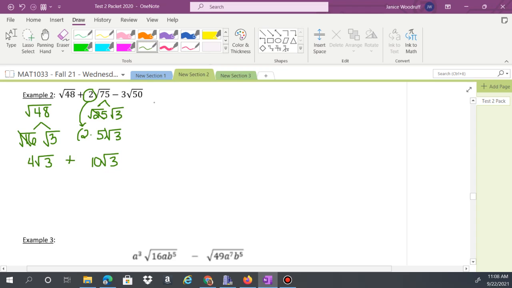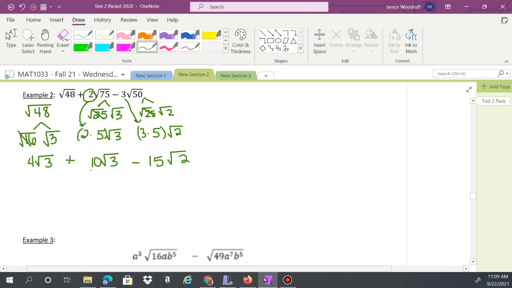Okay, then I have my 3 root 50. What goes into 50 from that list? 25. 25 goes in 2 times, and the square root of 25 is 5. I bring down the 3, and I do 3 times 5, and then I have my square root of 2. So this will come down as 15 root 2, and then bring the minus sign down.